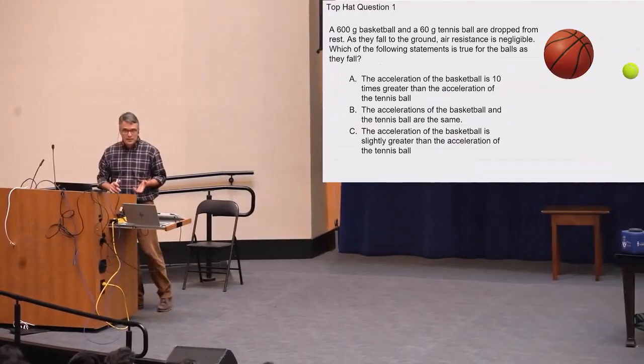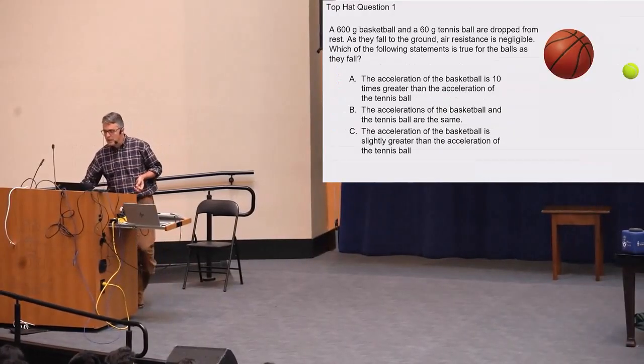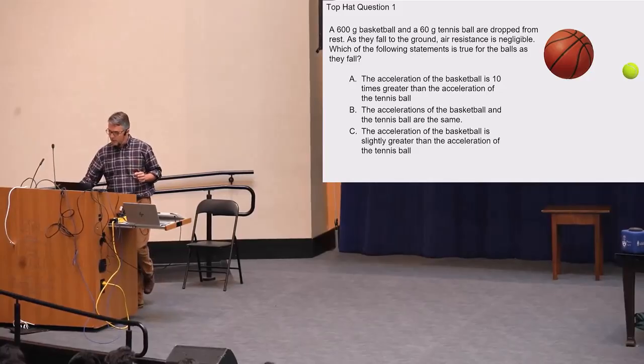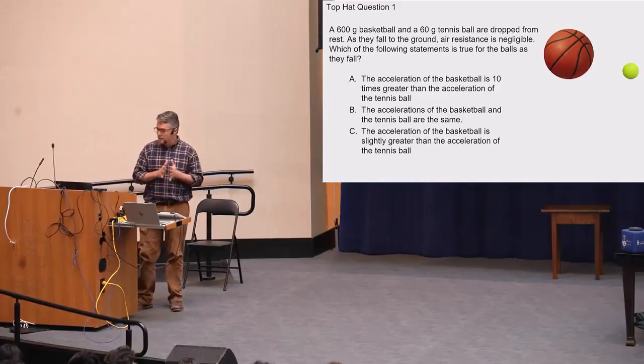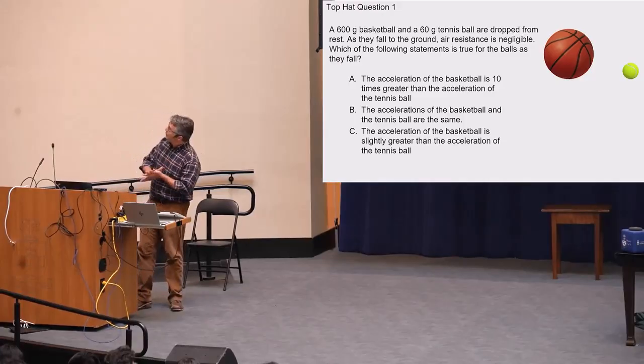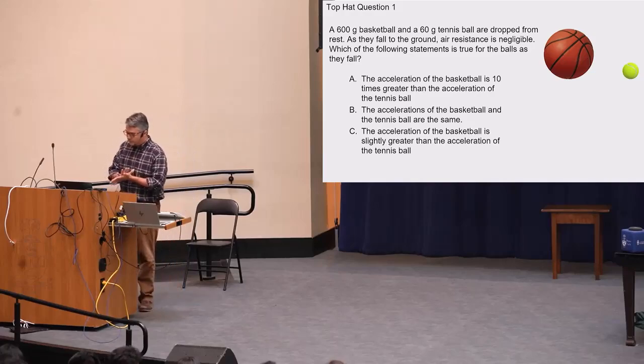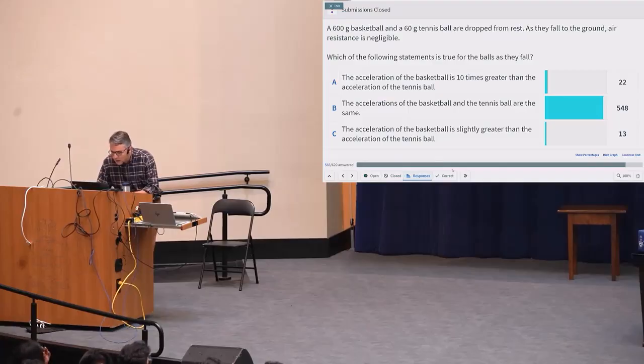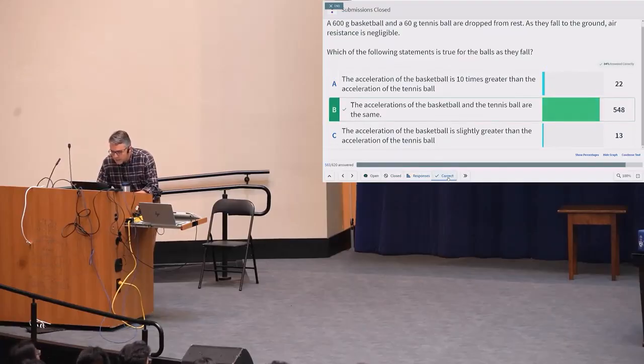Pretty straightforward. You've got a 600-gram basketball and a 60-gram tennis ball dropped from rest. As they fall to the ground, assume air resistance is negligible. If that's the case, which of the following 3 statements is true for the balls as they fall? The responses are the accelerations of the basketball and the tennis ball are the same. It's 9.8 meters per second squared again.